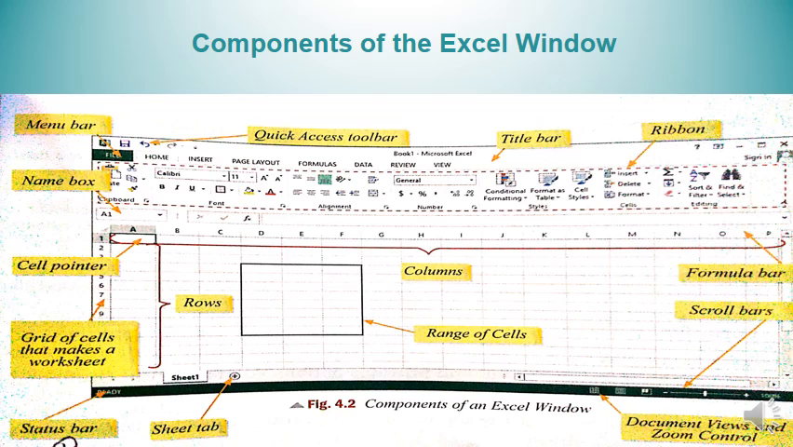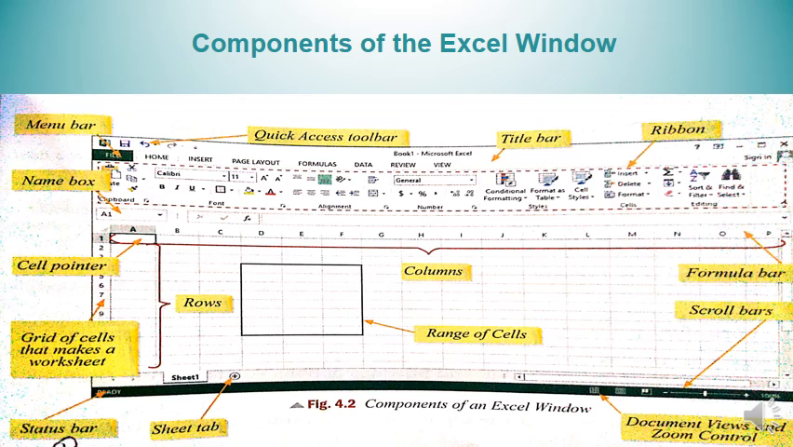So when you open MS Excel 2013, then a window will appear like this. Here some components of the MS Excel window are, you can see here, menu bar, name box, cell pointer, grid of cells that makes a worksheet, status bar, sheet tab. From sheet tab you can add many more sheets in this workbook. Range of cells, you can select many cells, columns, documents view and zoom control.